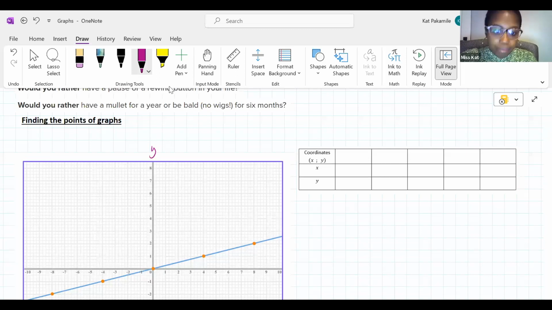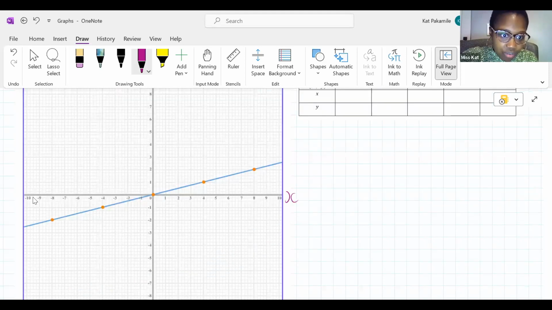You can start wherever. Do you want me to rename these points? Maybe I should name the points. Maybe it'll make it easier for everyone. This is point A, B, C, D, and E. Okay, let's hear. If you want to answer, you must tell me which point you're answering. Palesa?